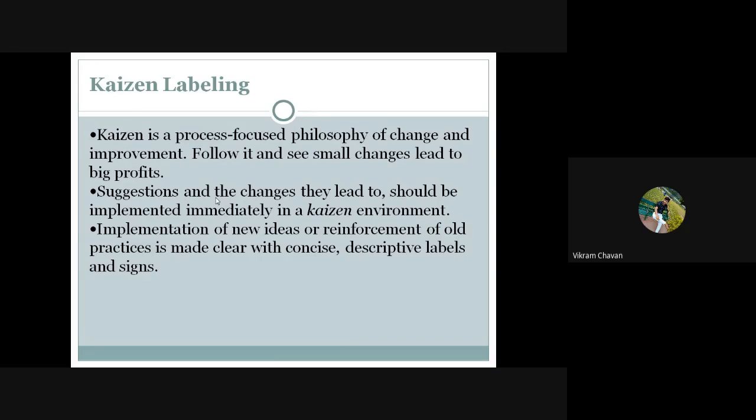Suggestions and the changes that lead to it should be implemented immediately in a Kaizen environment. Full stop.